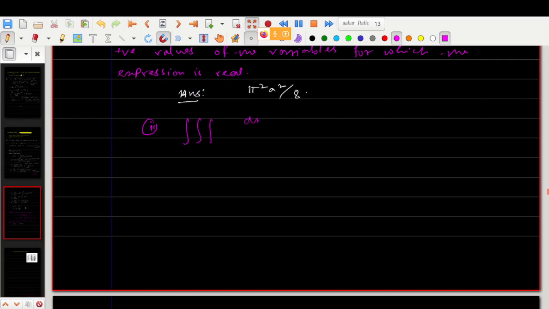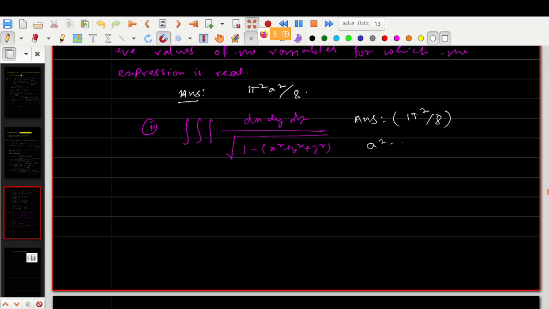Triple integration dx dy dz by square root of 1 minus x square plus y square plus z square. In this case, the answer equals pi square by 8, equals 1, right? So you compute.